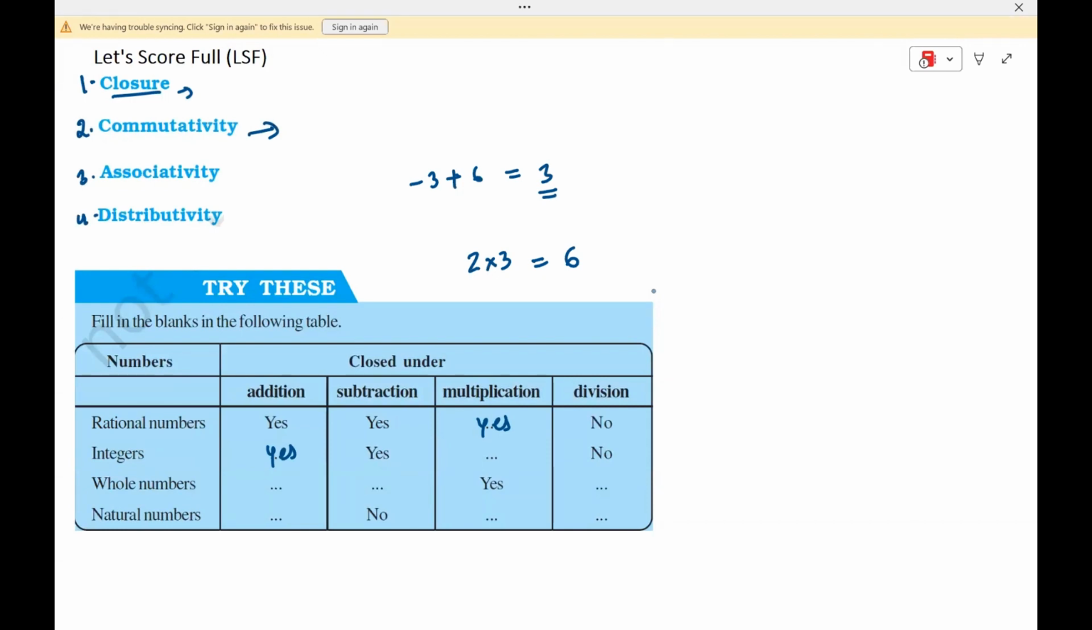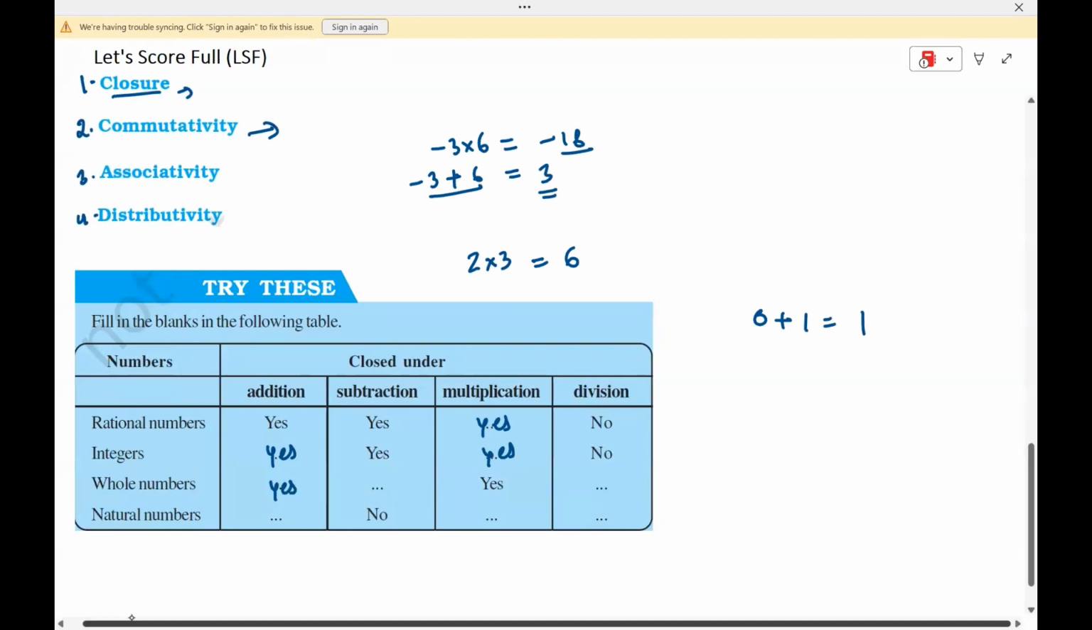Here for multiplication, if I multiply 2 integers, like take the same example, -3 into 6, what do I get? -18, which is again an integer. So again, it is yes. Coming to whole numbers. Take any 2 whole numbers and add them. For a change, let's take 0. So 0 plus 1, which is 1, again a whole number. So yes, it is closed under addition.